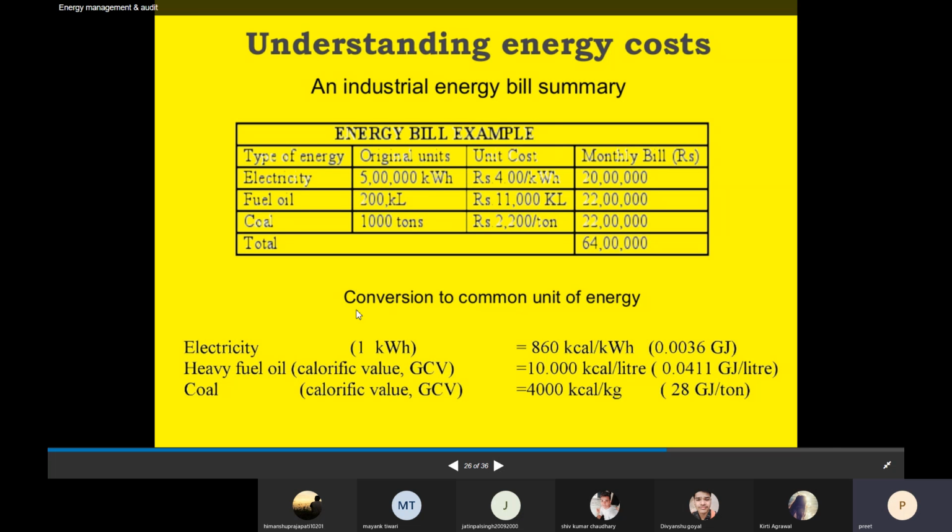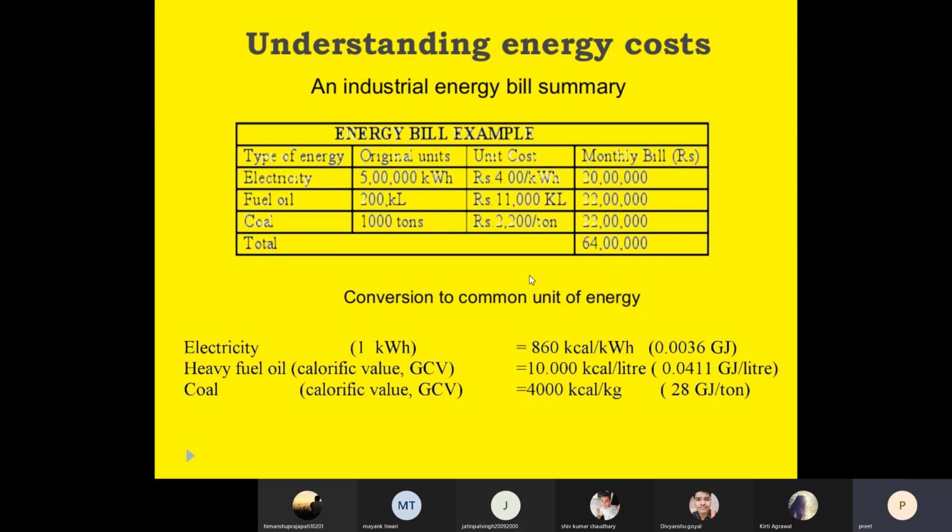So this is basically the summary. We can see that the maximum spending is occurring on fuel oil and coal. With this data, we can't do the energy auditing in detail, so we have the first type of energy auditing, preliminary energy auditing. If we want to perform preliminary auditing with this data, I can see that we have these three aspects: electricity, fuel oil and coal.